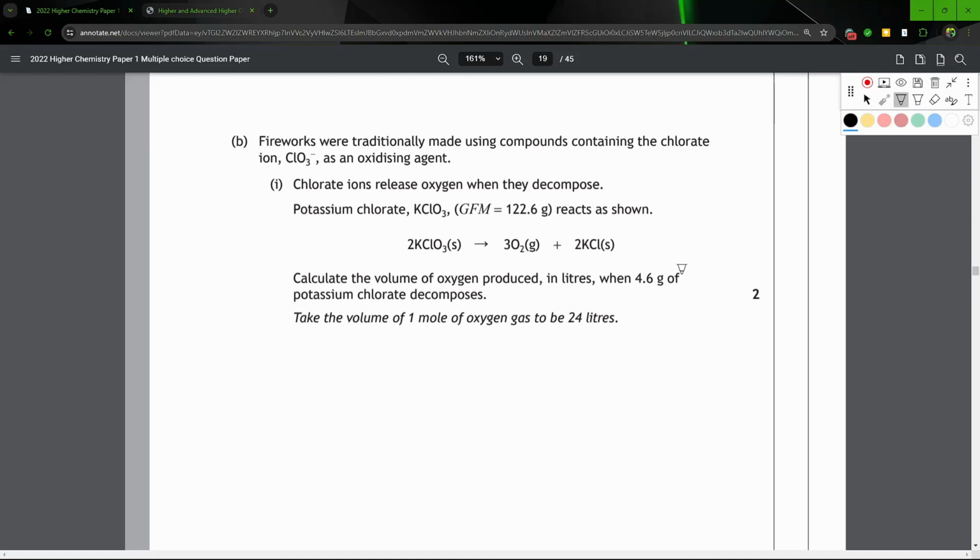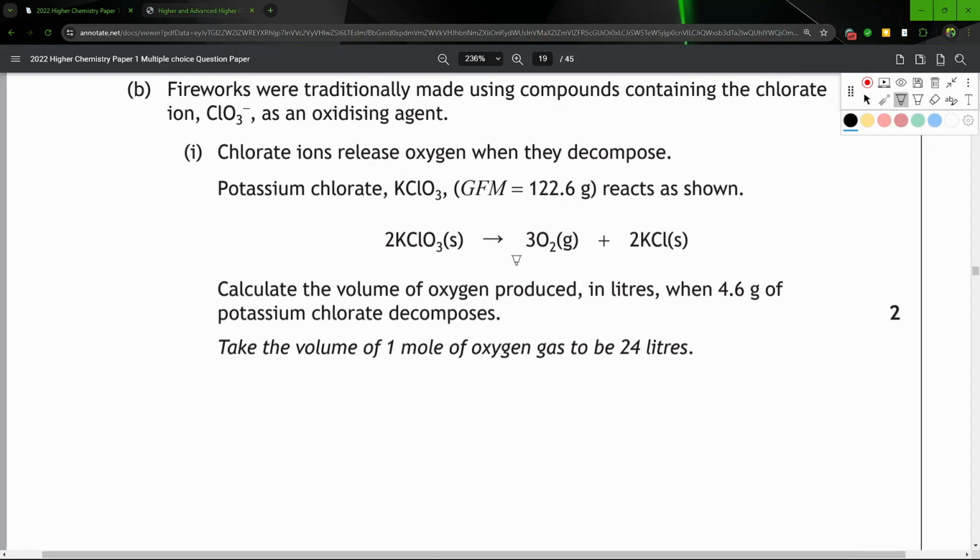Fireworks were traditionally made using compounds containing the chlorate ion, which is ClO3-, as an oxidising agent. Chlorate ions release oxygen when they decompose. Potassium chlorate reacts as shown. Calculate the volume of oxygen produced in litres when 4.6 grams of potassium chlorate decomposes. Alrighty. So effectively, we've got 4.6 grams of this stuff, and we want to see how much oxygen we get produced.